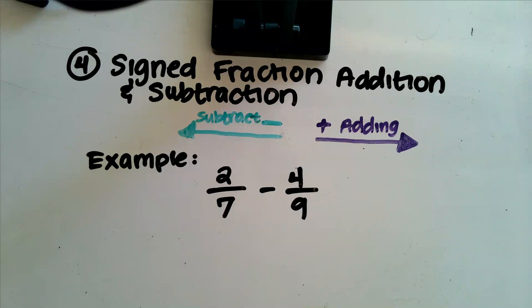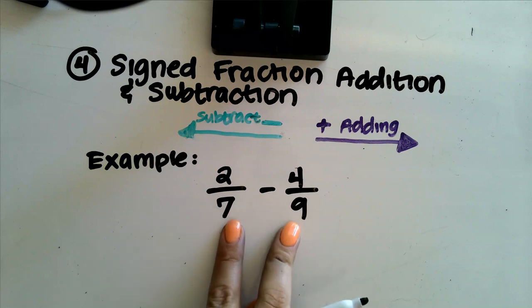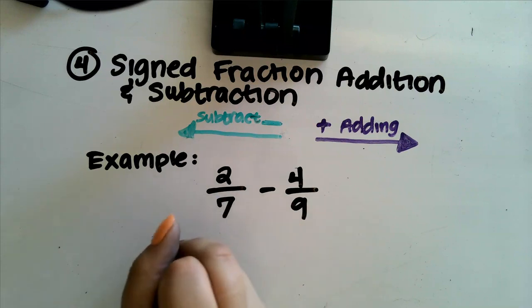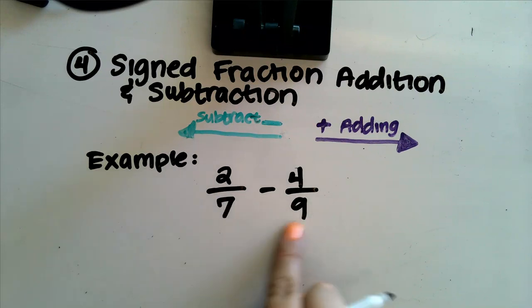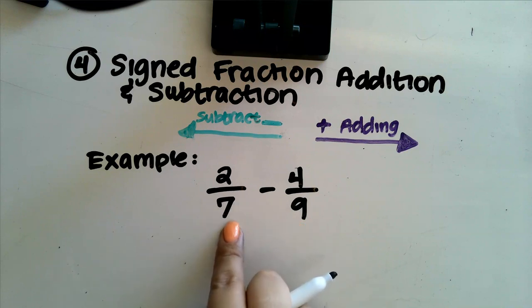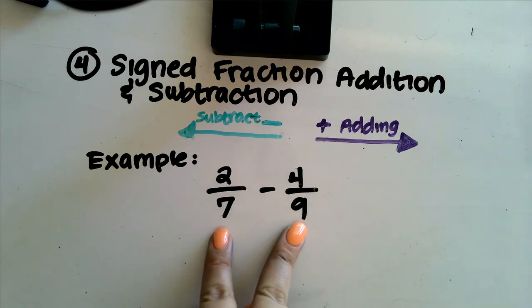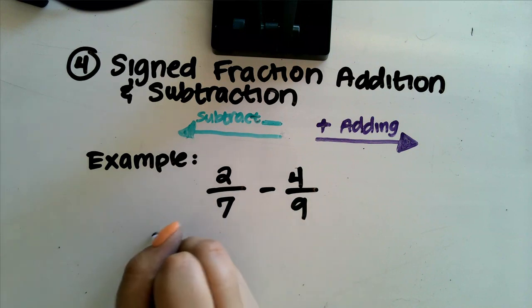Okay guys, our next example we're going to talk about is 2/7 minus 4/9. Just like before, I know that these do not have that same denominator, so I'm going to have to multiply by 1 whole to find that common denominator. And in this case, I know that 7 can't be multiplied into 9, and 9 cannot, of course, be multiplied into 7, so I'm going to have to multiply both fractions. So let's go ahead and do that.